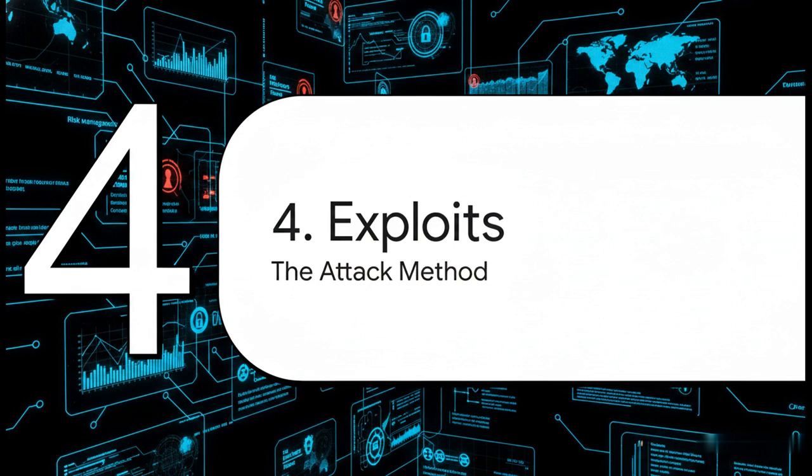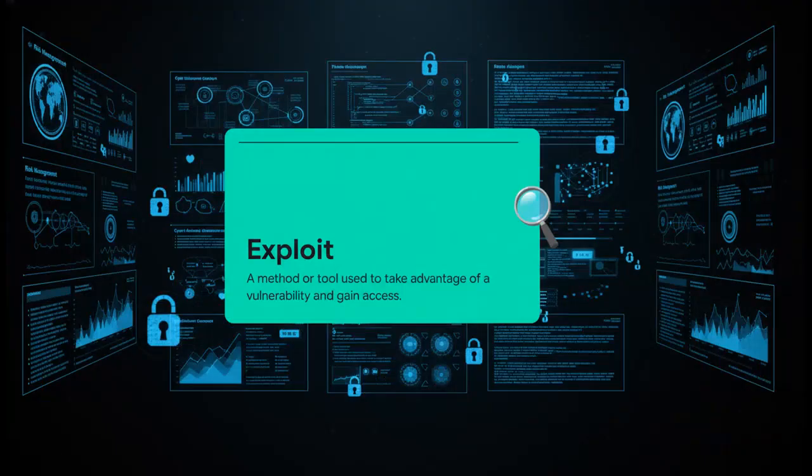Section 4, Understanding Exploits. An exploit is the specific method, tool, or piece of code that a threat actor uses to take advantage of a vulnerability. Going back to our metaphor one more time, if the vulnerability is the unlocked door and the threat is the thief, the exploit is the literal act of the thief turning the handle and pushing the door open to get inside. It is the actionable technique.